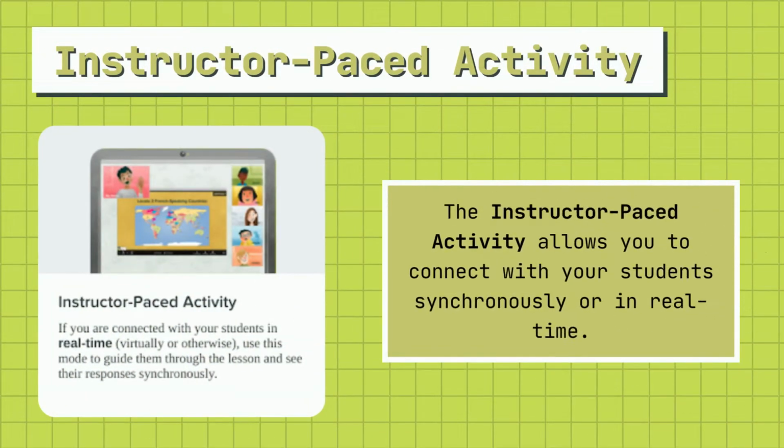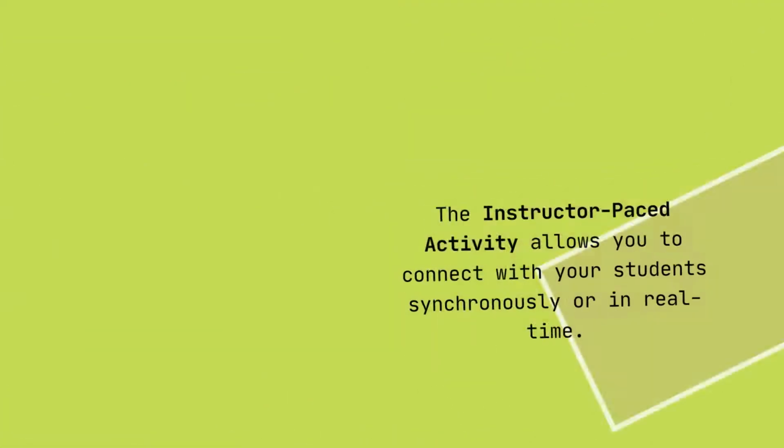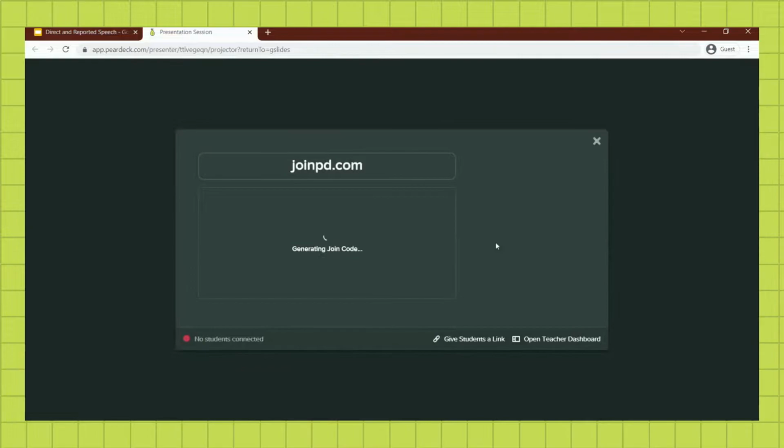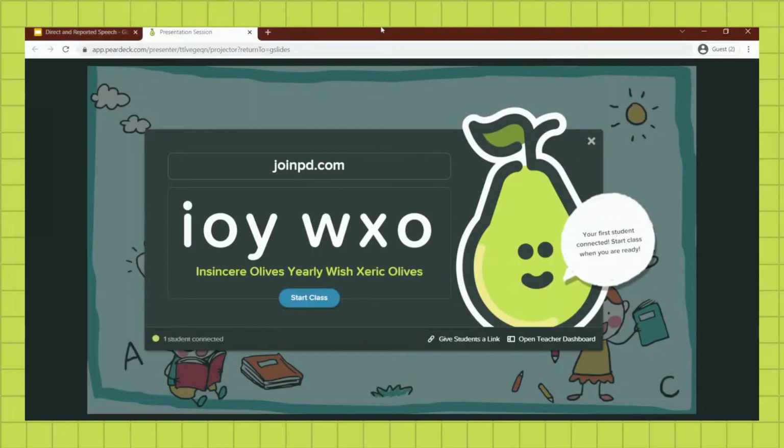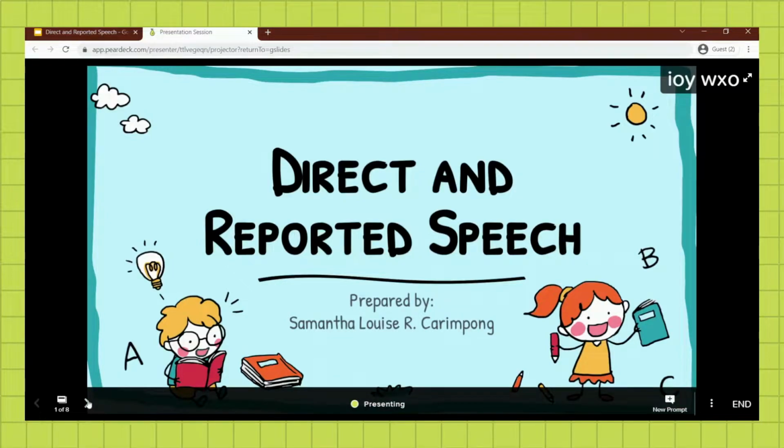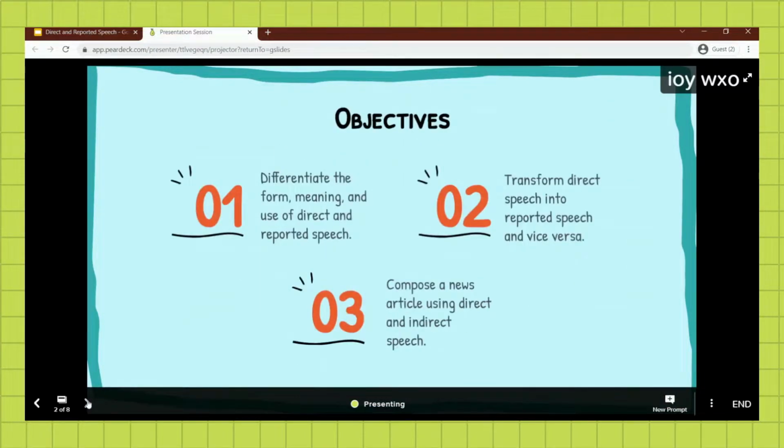Instructor-paced activity allows you to connect with your students synchronously or in real time. When you click the instructor-paced activity, Pear will open a new tab to generate a code for your presentation. Send this code to your students so they can join the session. Once they have entered, click Start Class. Navigate your presentation as you give them their preliminary activities.